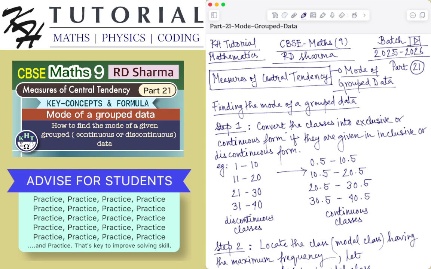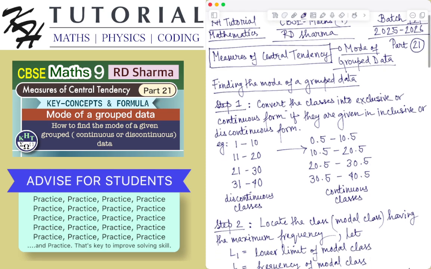For example, you can see on the left hand side, we have discontinuous classes. Why discontinuous? We see that the upper limit of any class is not equal to the lower limit of the next class. So first we have to convert all the classes into continuous or exclusive form. How do we do that? We will see that the difference between the upper limit of any class and the lower limit of the next class is equal to 1.